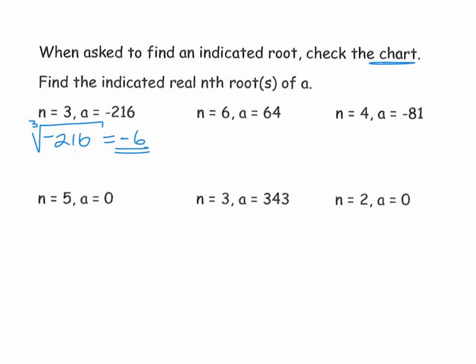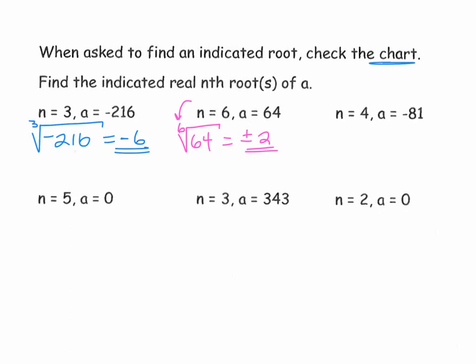For the next one, now we jump up to n equals 6, and we want our a value to be 64. What this means is we're trying to find the 6th root of positive 64. Now in that 6th powers column, do you see 64 as an output anywhere? I see it at 2. But because our index is even, we could have positive 2 or negative 2 raised to the 6th power, and we'd get positive 64 as our radicand.